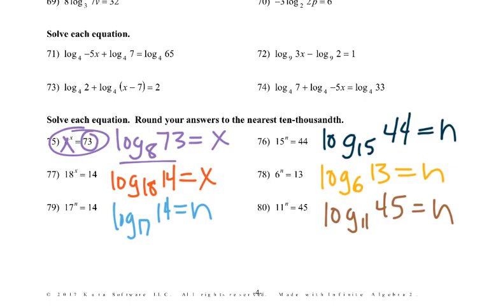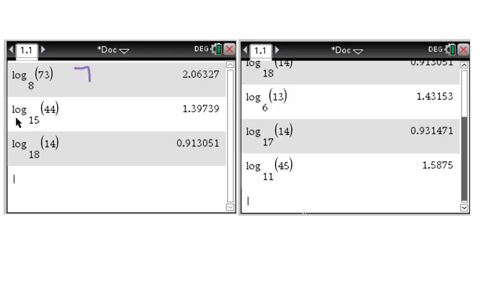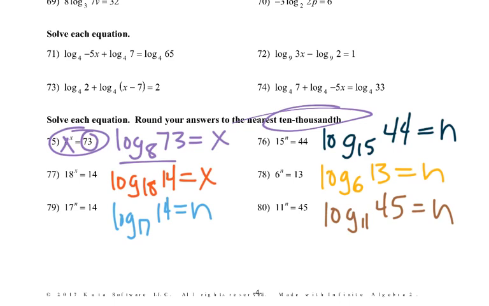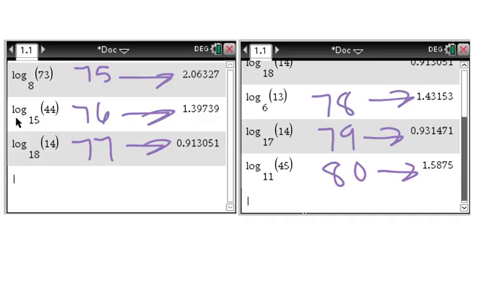So when I type these into my calculator, we end up with 75 right here, 76, 77, 78, 79, and 80. And those are the answers. And it says to round to the nearest 10,000th. So we have tenths, hundredths, thousandths, 10,000ths. So 4 places. So I'd round right there. Remember, if it's 5 or above, round up on the previous. If it's not, leave it how it is.